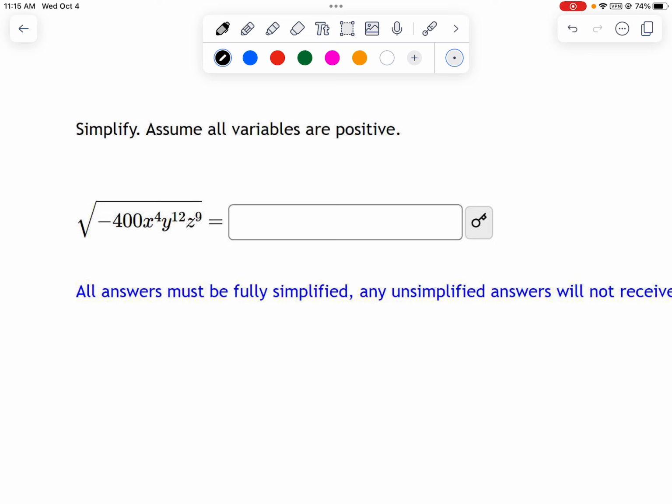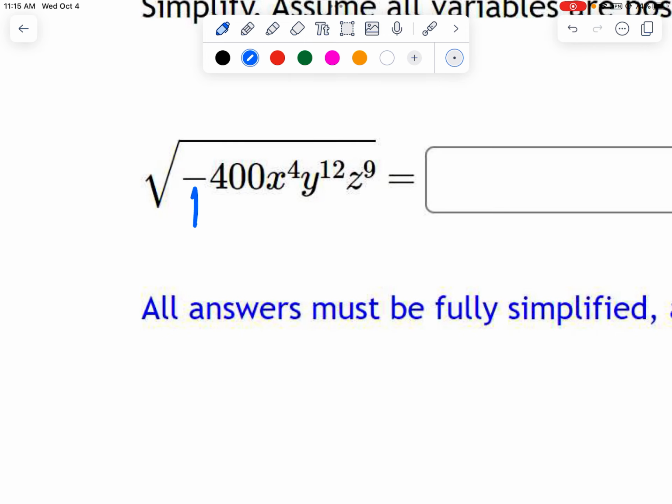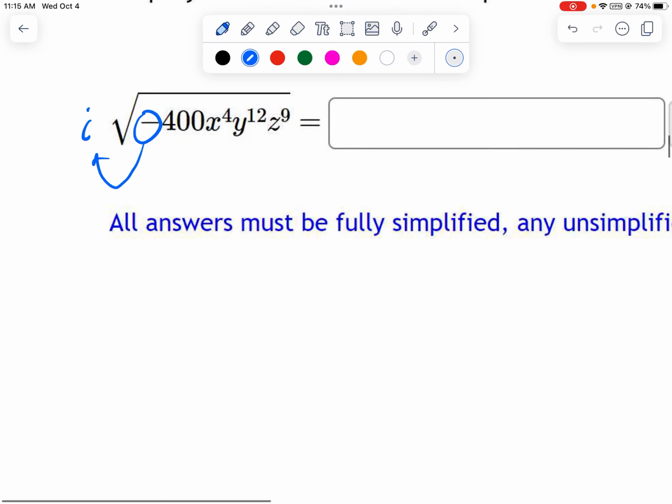So, first off, it says simplify, assume all variables are positive. So we have ourselves a radical here. Now, the most important thing that should be drawing your attention first is not just the radical, it's the negative inside of it. As soon as you see a negative on the inside, this is a straight definition that you have i, the imaginary number, equals the square root of negative 1. Right? That is a straight definition, meaning that whenever we see this negative inside of the radical, essentially the negative will come out of the radical as an i. That is all that definition means.